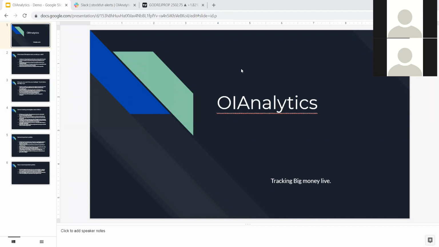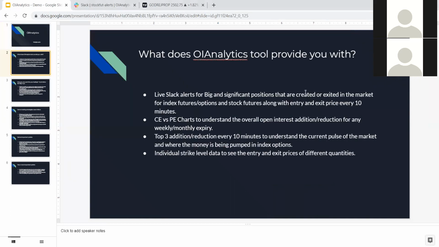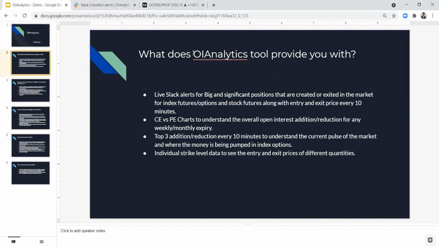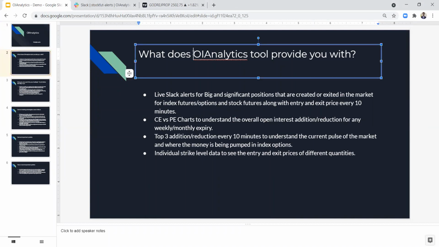So to proceed, we'll first start with the features of the tool at OIAnalytics, right? So this is what you see here. So what exactly OIAnalytics provides you with is what is listed over here, right?